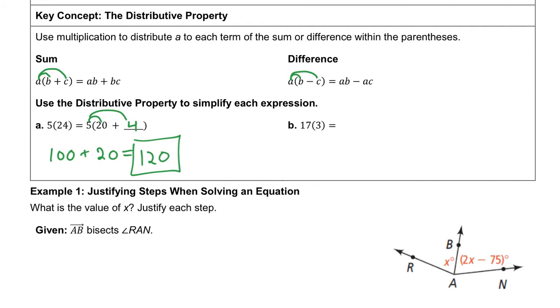So if you want to pause the video and try B, you can do that, but I'm just going to jump straight to B. I'm going to say that 3 times 17 is like 3 times 10 plus 7, which if I distribute, is 3 times 10, which is 30, and 3 times 7, which is 21. That's why this is 51. So distribution can be a useful tool to help you simplify some expressions using mental math.